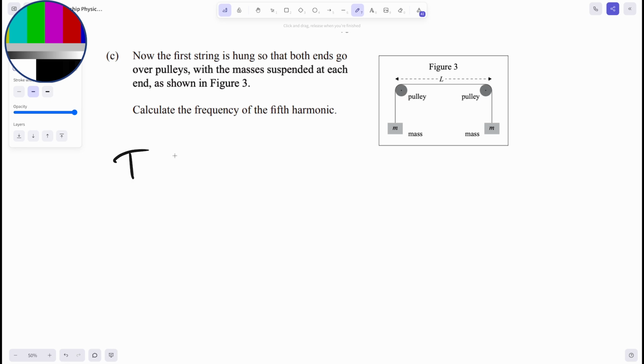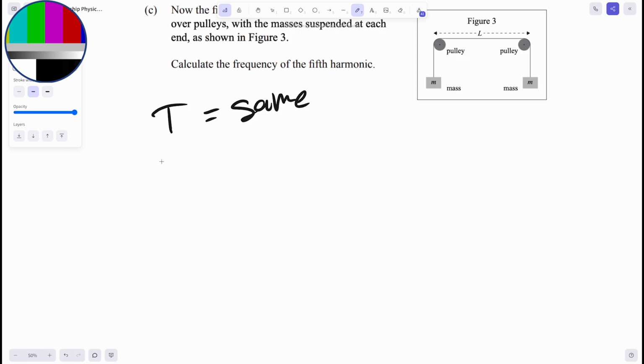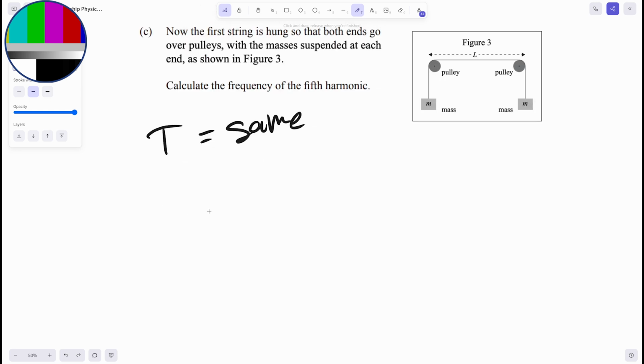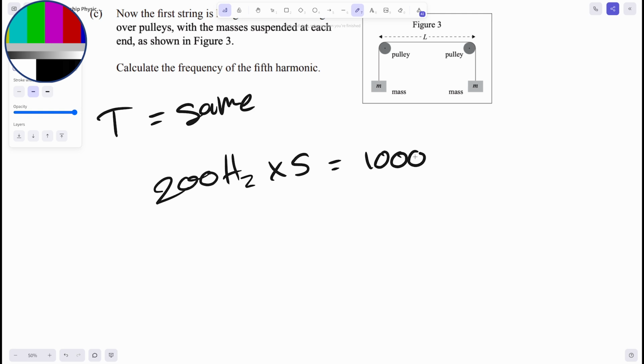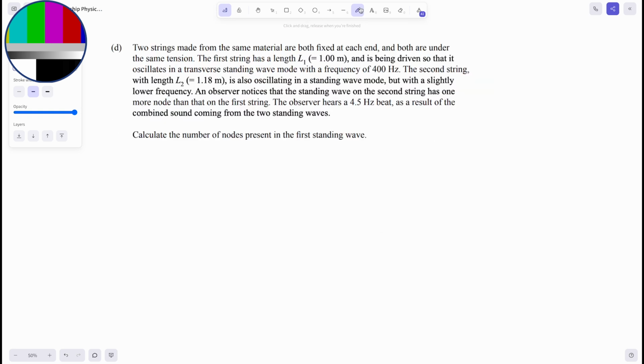So the tension will remain the same, and therefore the velocity of the wave will also remain the same, and as v is equal to f lambda, everything else will remain constant. And in order to calculate the fifth harmonic, we take the frequency of the first harmonic, which is 200 Hertz, and we multiply that by 5, and so the fifth harmonic is just 1000 Hertz. There we go.